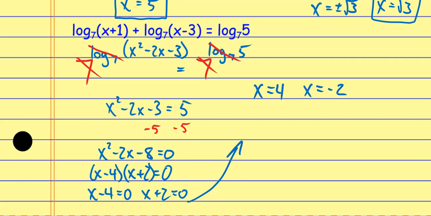However, think about plugging those back in. If I plug the 4 back in, I get positive values in the logarithms. But if I plug the negative 2 in, I'm going to get negative values in the logarithms. It's not about the x being negative. It's about what I get when I plug it back in. Negative values are okay for x as long as it doesn't result in a negative inside the logarithm. So this is the only answer. This one ends up being extraneous. Okay?